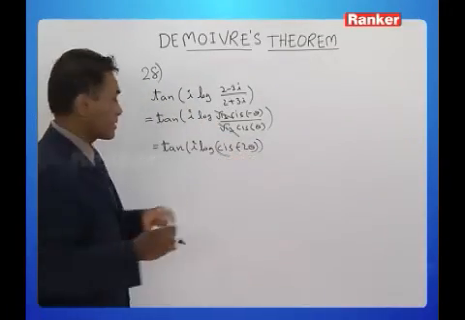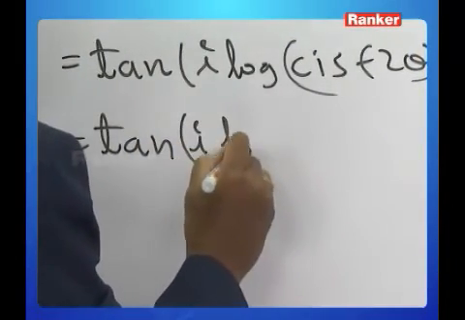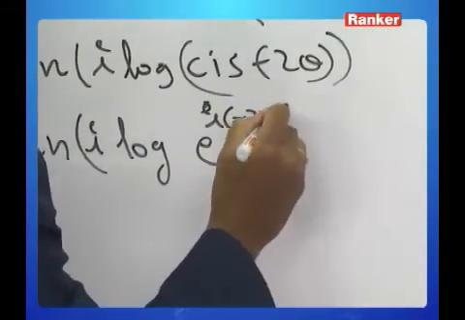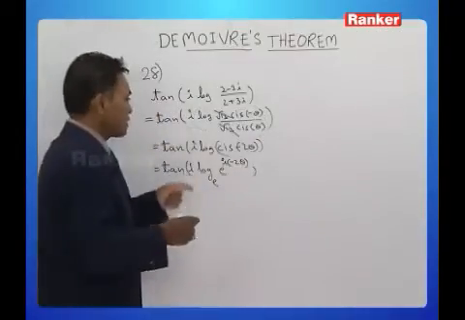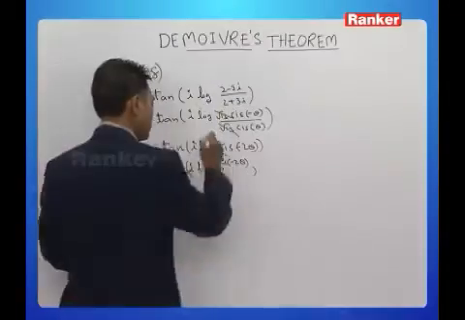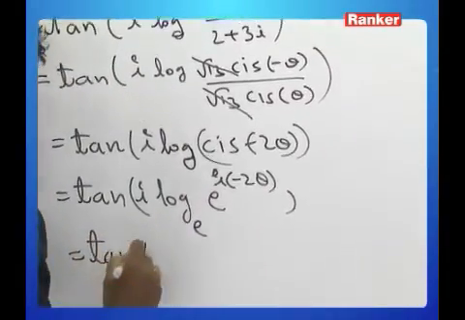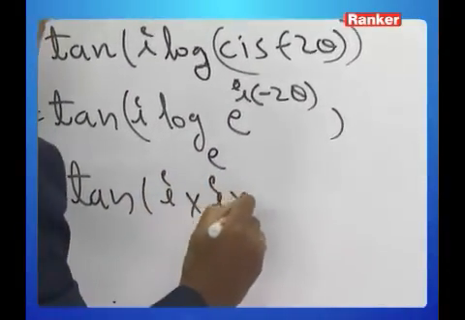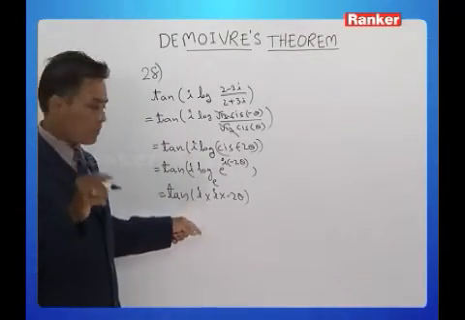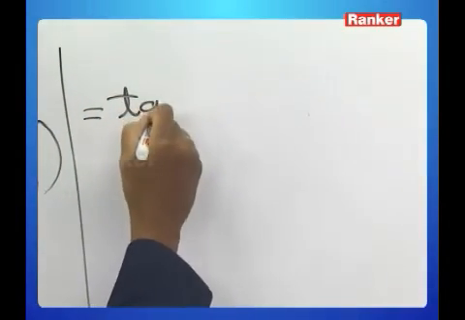Now, if you apply Euler's theorem, what is Euler's theorem? Yes, e power i theta. Because for logarithm, when no base is given, we take the natural base, that is e. So log base e of e is 1, if you remove that, i into minus 2 theta. What is i into i? i square is minus 1, into minus. So we get tan 2 theta.